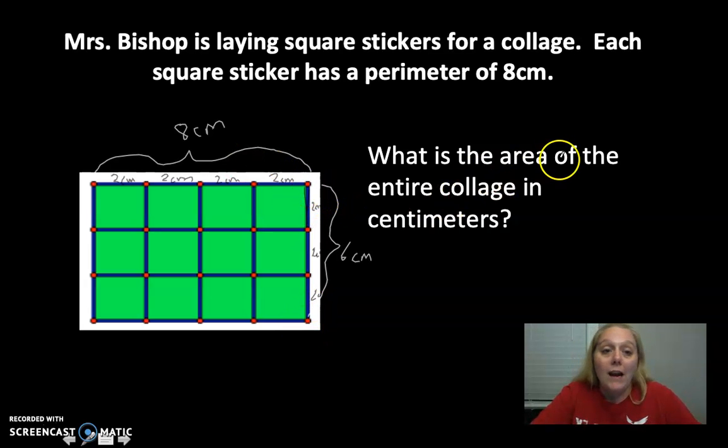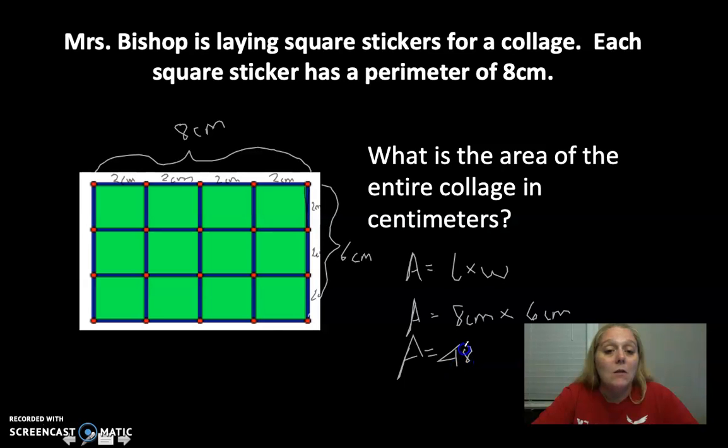So in reality, our area is not going to be 12 because our length is not 4 and our width is not 3. Our length is actually 8 centimeters and our width is actually 6 centimeters. And we know to find our area, we're going to do our length times our width. So if our length is 8 centimeters and our width is 6 centimeters, that means that our area is going to be 48 centimeters squared. And we put that little 2 there because remember we measure area in square units. Okay, so that's that second question.